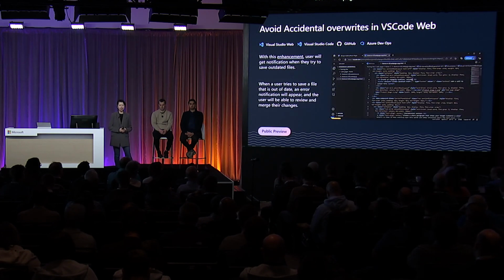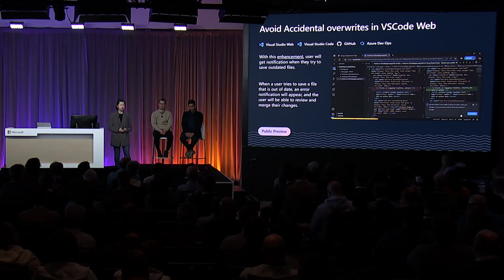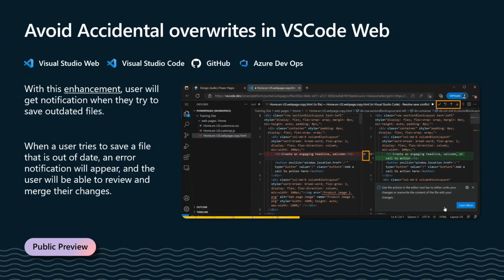When building Power Pages sites, oftentimes you have makers and developers working simultaneously on the site, so they might be editing the same web pages, CSS files, and even web templates. VS Code for Web provides awareness and notifications for out-of-date files, and also provides options to compare and overwrite and merge changes.